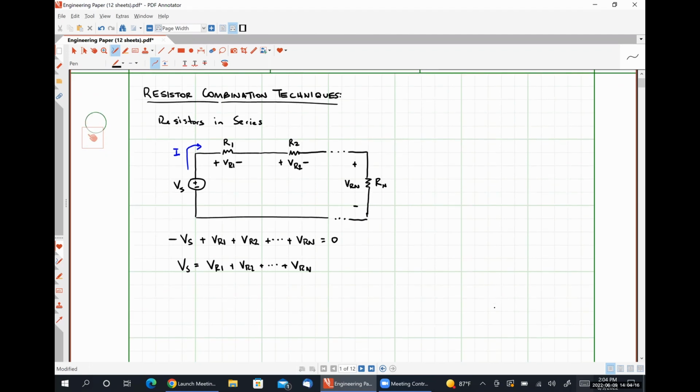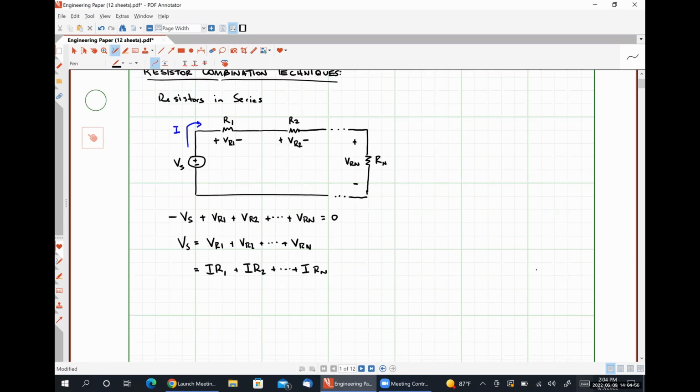I can then express each of these resistor voltage drops in terms of our common current I using Ohm's law. So for instance, VR1 would simply be I times resistor value R1. VR2 would be I times resistor value R2, and so forth. All of the terms on the right-hand side of the equal sign have a factor of I, so I'm going to simply factor that out.